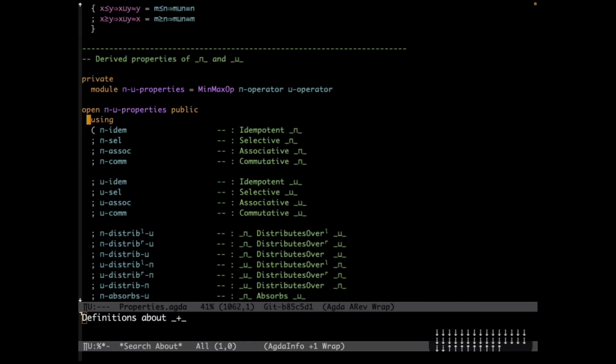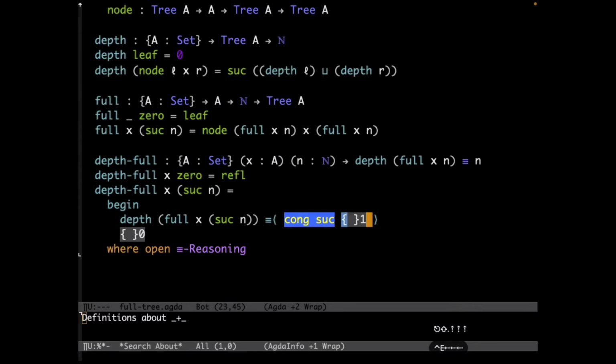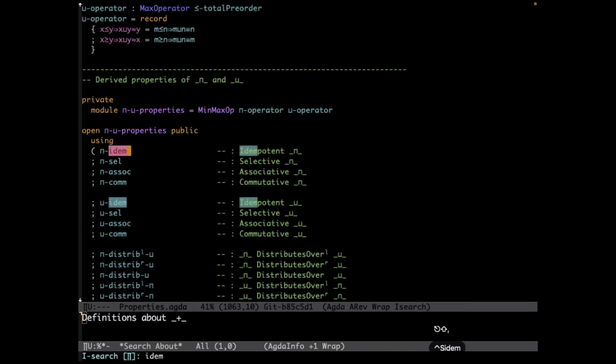It helps that as a mathematician, I know what the property that I'm trying to prove is. The property I'm trying to use is that the max of x and x equals x, that's idempotency. Because that's idempotency, I could also search for idem, and I will find it. So I find a candidate lemma, but it's not really clear what this is doing. Idempotent something. Nevertheless, I have a candidate.